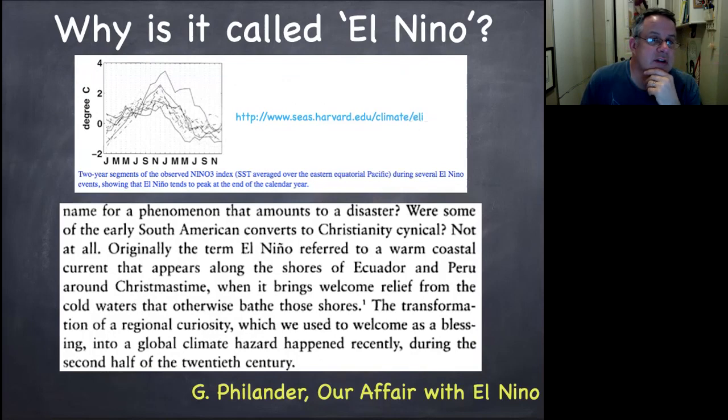And just to convince you that this timing is about right, here are a bunch of different El Nino events just superimposed on each other. And you can see that November, January, March, you can see that the peak of the El Nino is right in here, around December time.